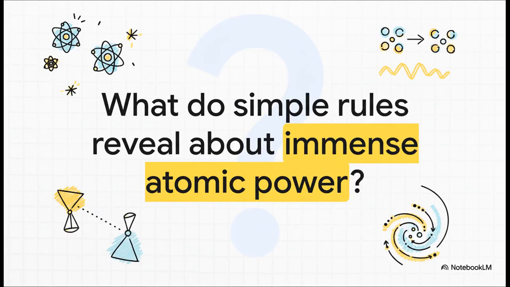So the big takeaway here is that all this stuff, the transformation of matter, the release of incredible energy, the creation of brand new elements, it all follows these two simple rules. It's just a beautiful reminder that underneath some of the biggest complexities in the universe, you can often find this elegant simplicity. So I'll leave you with this question. What does it really mean that the universe's most profound power is governed by rules we can solve with just basic arithmetic?